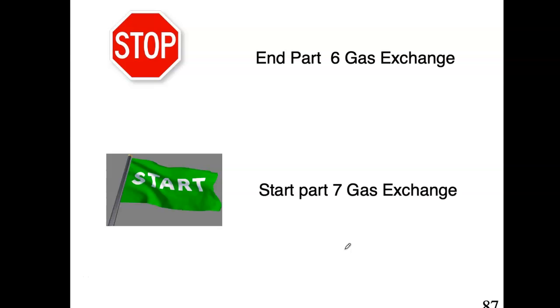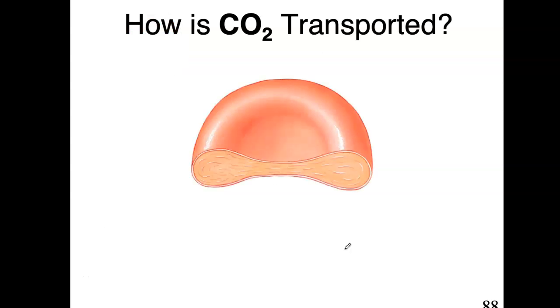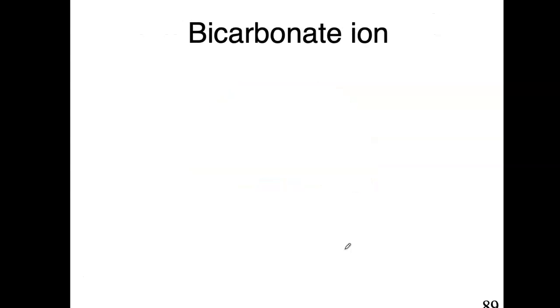We're getting there. I think there are 8 parts to this one. Now we're going to cover how CO2 is transported. We've talked about how oxygen is transported. Now we want to think of the same thing, but how does carbon dioxide do it? Before we even start that, I have to talk to you about the bicarbonate ion.